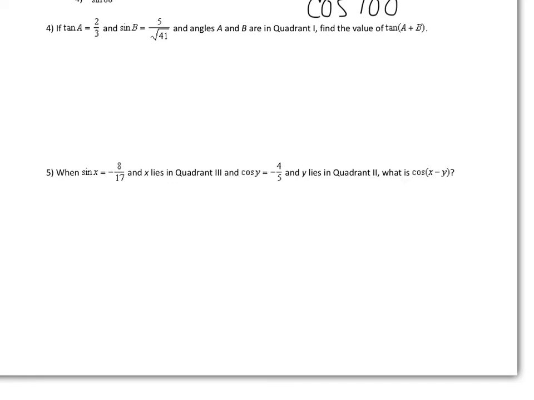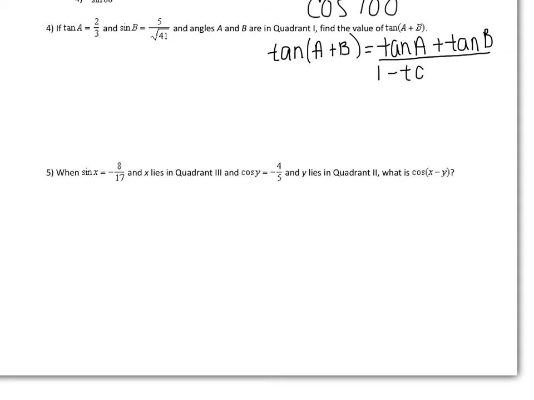Okay, example number 4. So if we read the problem, bottom line is that they want us to find tan of a plus b. So the first thing that I always do is write down the formula. So go to your reference sheet, tan of a plus b, and let's write that formula down. So tan of a plus b is equal to tan a plus tan b over 1 minus tan a times tan b.